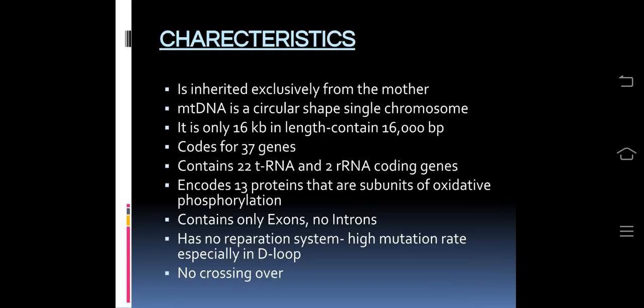Characteristics: it is inherited exclusively from the mother. mtDNA is a circular single chromosome. It is only 16 kilobase pairs in length, contains 16,000 base pairs, codes for 37 genes, contains 22 tRNA and 2 rRNA coding genes, encodes 13 proteins that are subunits of oxidative phosphorylation, contains only exons, no introns, has no repair system, high mutation rate, especially in the D loop, no crossing over.